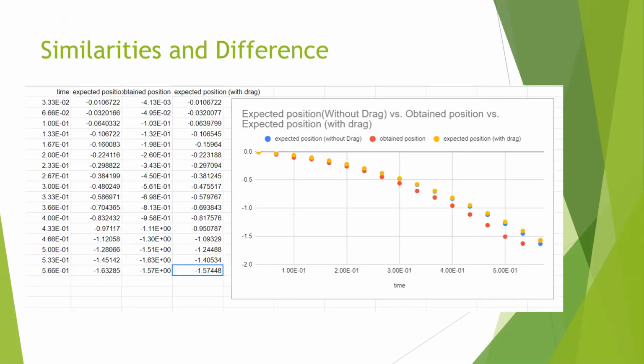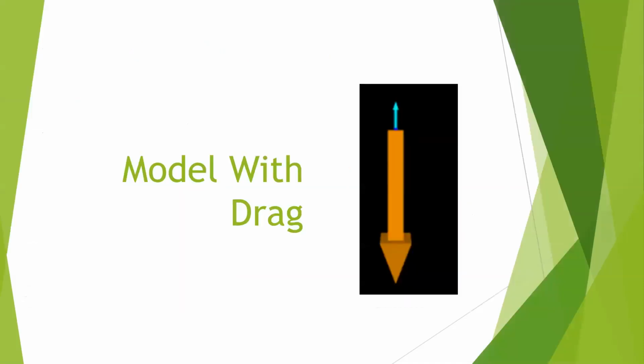So the similarities and differences between the two graphs: the similarity is that both graphs have a parabolic shape, which indicates that gravity is affecting both. Gravity is the force affecting both, but the difference is that the obtained position, the actual position graph, has a more accurate drag constant, so it falls a lot slower than the two predicted. Even when we try to incorporate our own drag, it's not perfect. And here's an image with the model with drag.